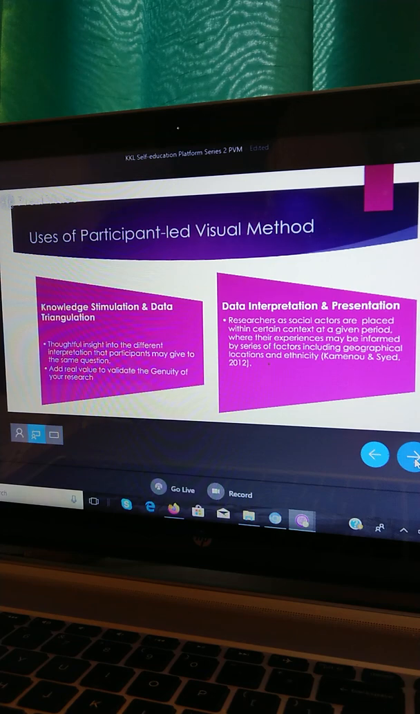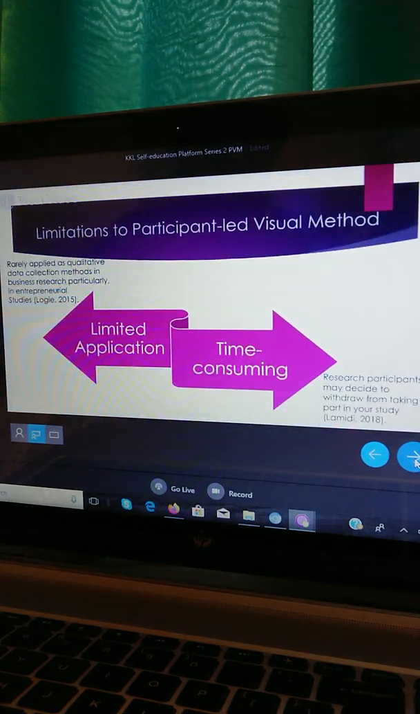And it's also worth noting that researchers, as social actors, are placed within certain contexts at a particular period of time. That means that our experiences or our background may be informed by a certain series of factors, such as our ethnic background and our geographical locations. And when you use participant-led visual method, you will be able to overcome some of these issues.